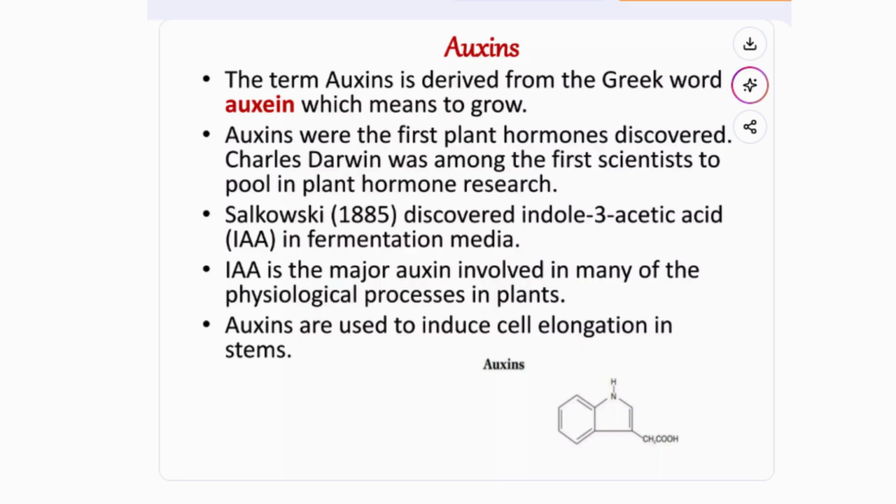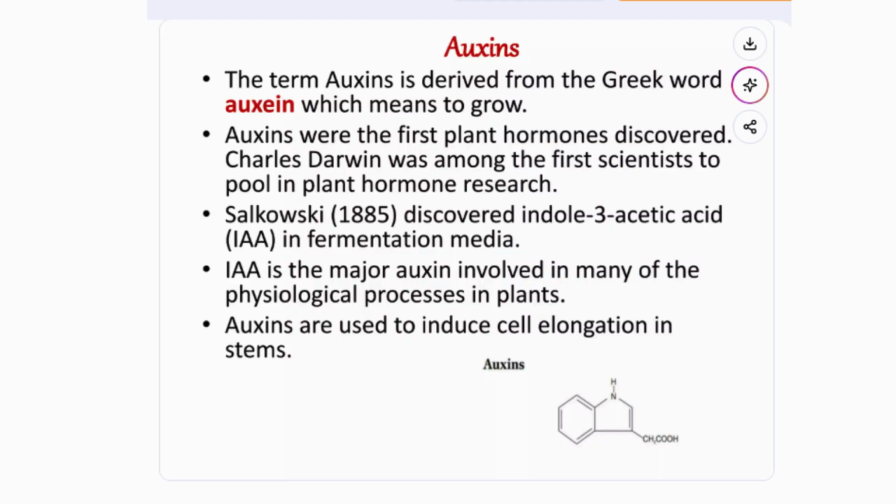Auxins. The first hormone is the auxin. The term auxin is derived from the Greek word auxein, which means to grow. Auxins were the first plant hormones discovered. Charles Darwin was among the first scientists to work in plant hormone research. Salkowski in 1885 discovered indole-3-acetic acid in fermentation media. Indole acetic acid is the major auxin involved in many of the physiological processes in the plant.